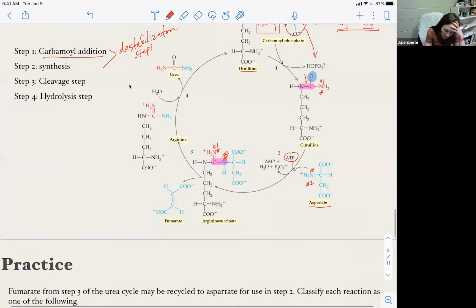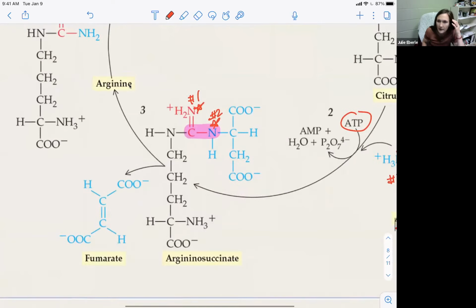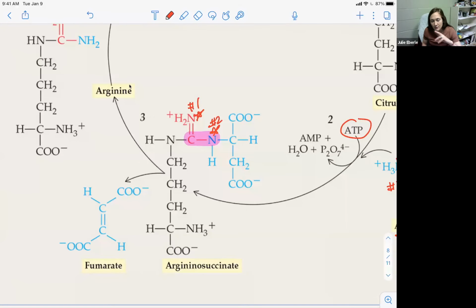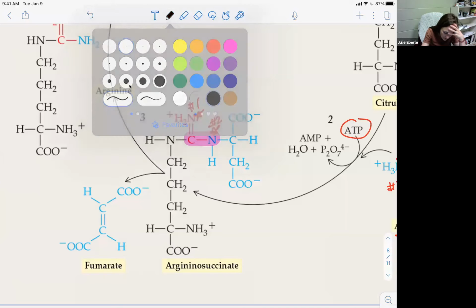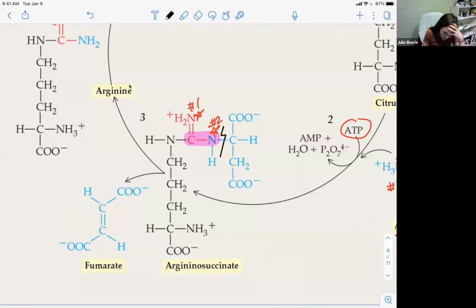So now look how big this arginosuccinate is. It's huge, right? And it's very unstable. So what we're going to do is we're going to cleave off. The bond we cleave is right here. We're going to cleave this bond right there. And that actually is fumarate. Anybody remember what fumarate is?